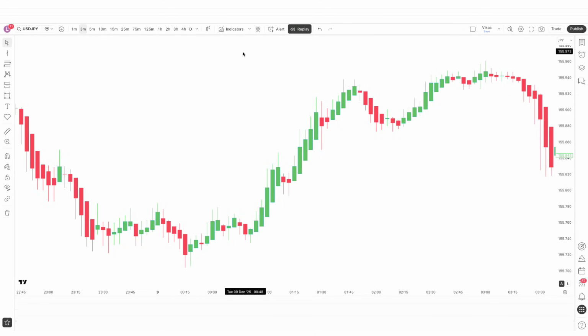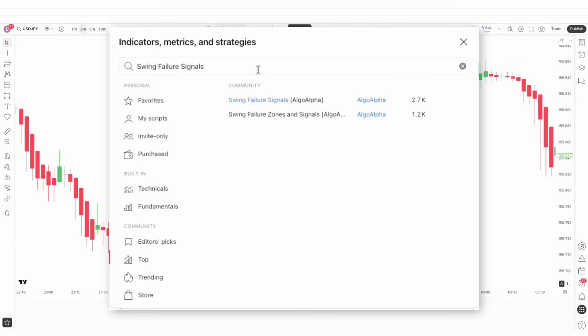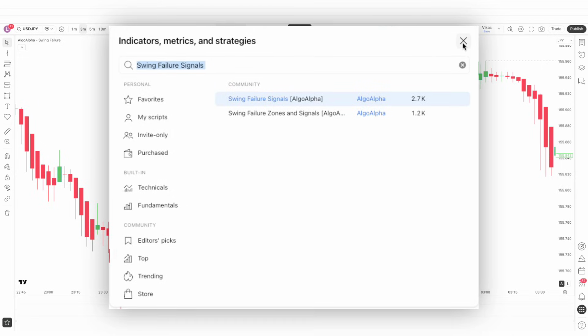And don't sweat the time frame either. Next, you'll want to find those magic indicators. Head over to the Indicators tab and search for the Swing Failure Signals. Select the indicator made by Algo Alpha and add it to the chart.